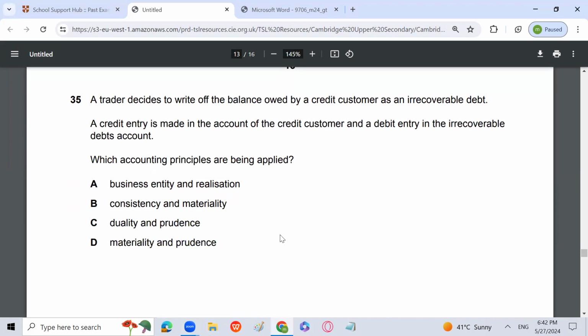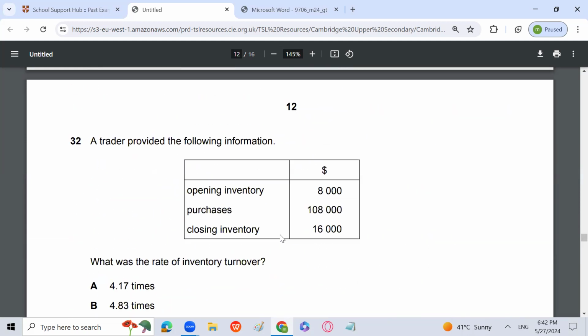Duality is because the dual aspect concept is applied. Bad debts debit and trade receivable credit. Irrecoverable debt debit, trade receivable credit. And prudence is always applied on bad debts and provision for doubtful debt. So this is how we have completed the paper. If you have any questions, you can ask.